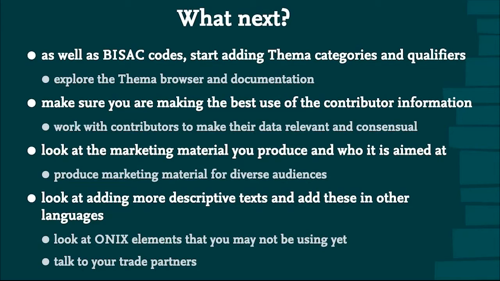Contributor information. Have a look at the contributor information that you're already including in your ONIX, or the contributor information that you're receiving. How can you make better use of it? What other information have you got about your contributors that you're maybe not yet sending? Talk to your contributors. Ask them if they think their data is relevant. Get their consent to how they want you to describe them.